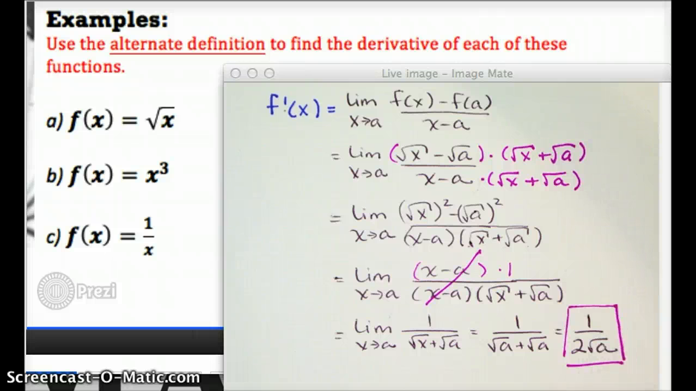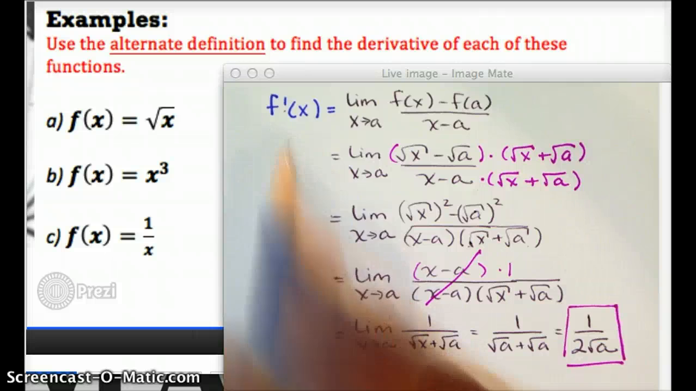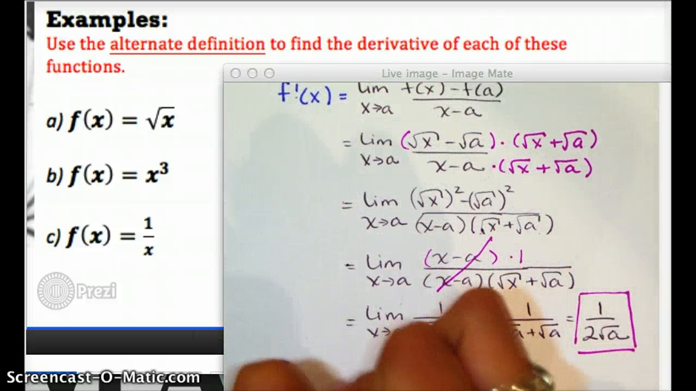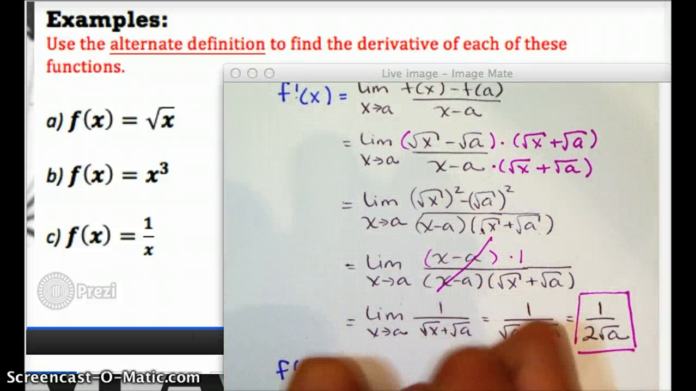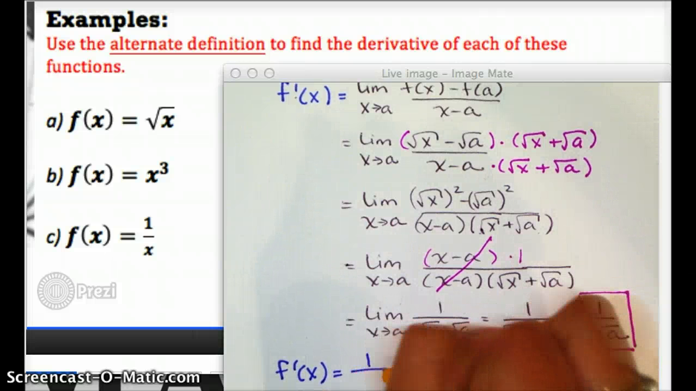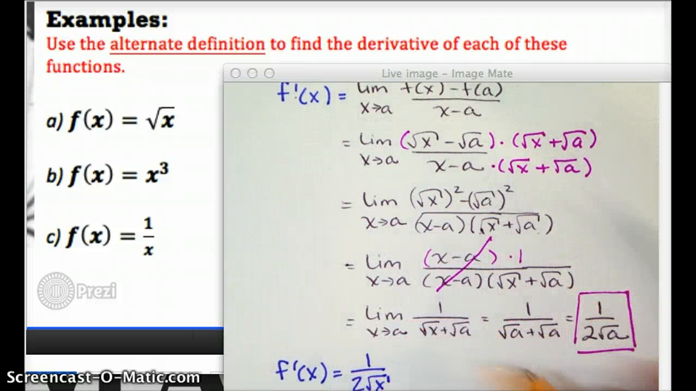But to me, it's always been a little bit frustrating that you end up with an a here when you really are supposed to have a function with an x. So you would then convert it if you really just wanted to write the derivative function, and you would just write this as an x value instead.